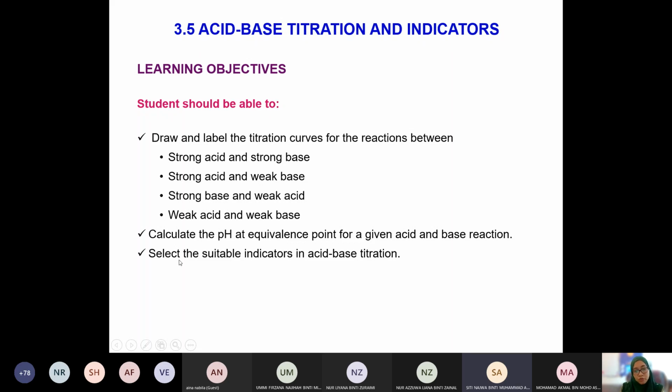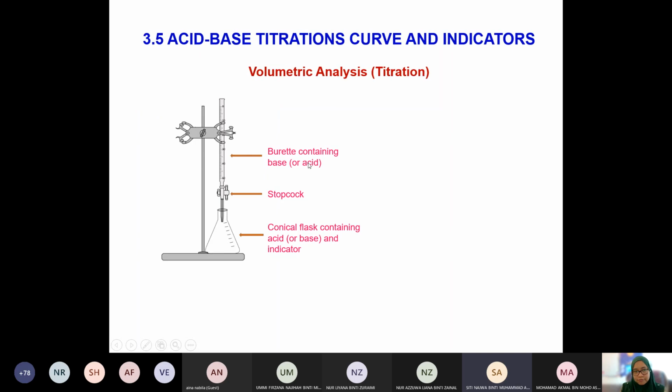Now you have to know how to select the suitable indicators in acid-base titration. It is not all the time phenolphthalein only. We have a lot of other indicators that can be used in acid-base titration. So how do you select your indicators? Right, so these are the learning objectives for this subtopic.